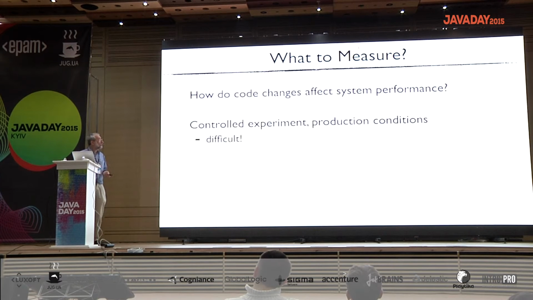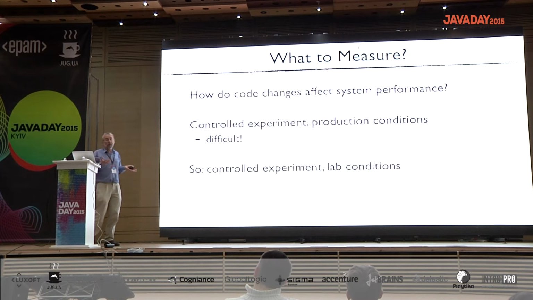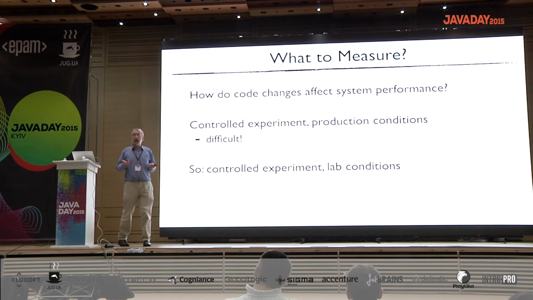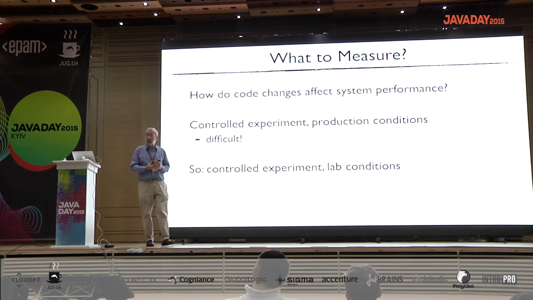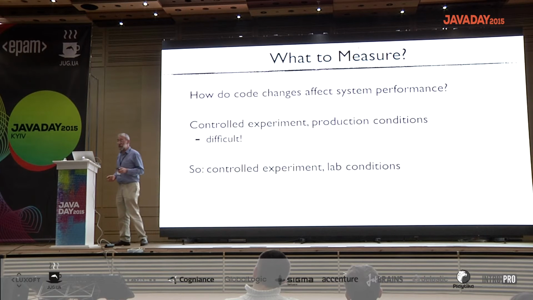We would run a controlled experiment in laboratory conditions, where we would have a very much simpler environment. If we held everything the same and we could just observe the differences that result from changing the code, well, that might do just as well.